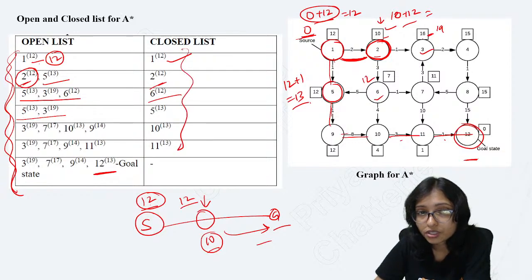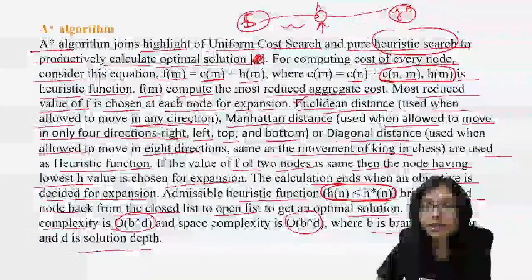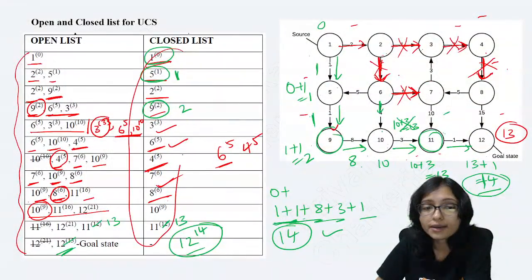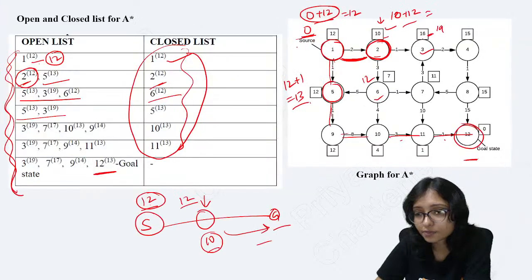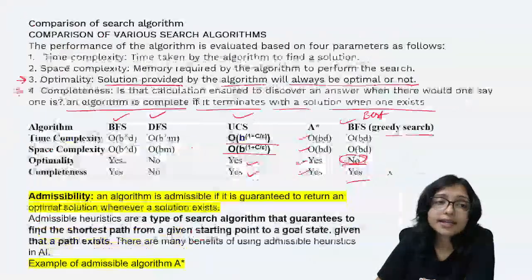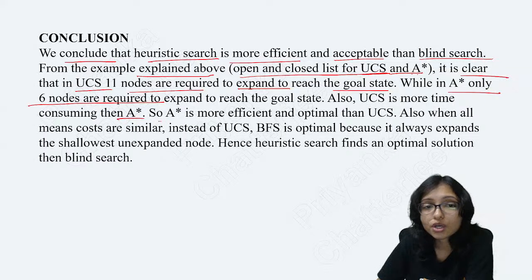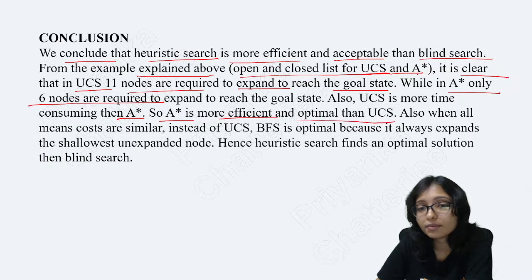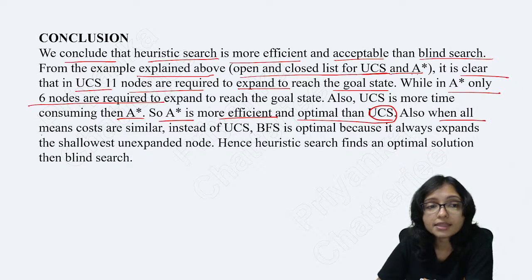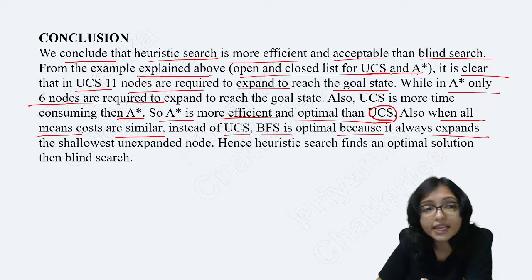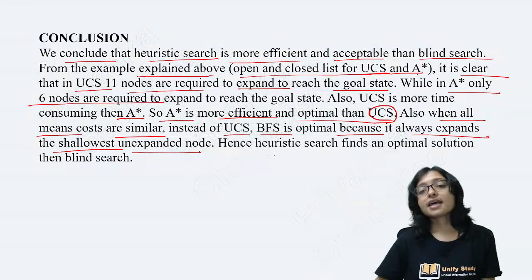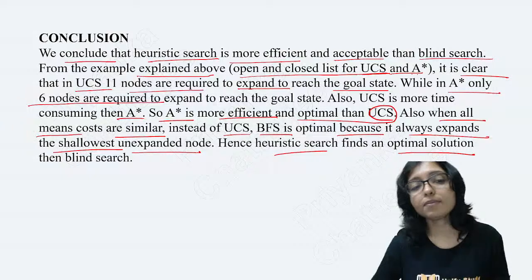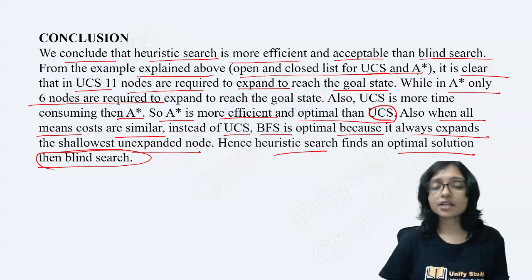Fewer nodes. These are the number of nodes to expand. But here a very large number of nodes are there to expand. And this is possible because of the heuristic value. Right. That is the advantage here. So A star is more efficient than the optimal UCS. BFS is optimal because it always expands the shallowest unexpanded node. Hence the heuristic search finds the optimal solution better than the blind search.